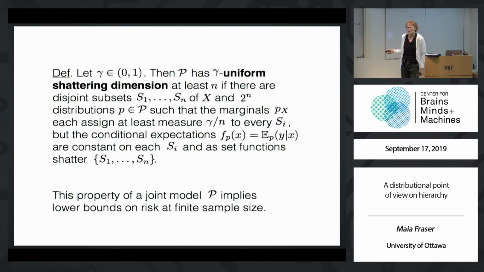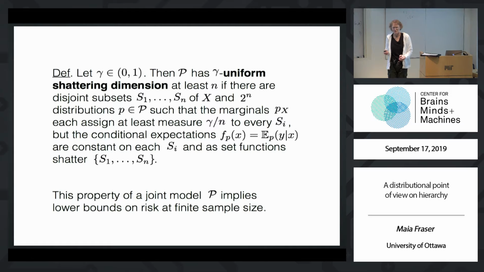So that if you have an x value that's coming from S1, then for all of those different x values in the set S1, you should get the same conditional expectation of y given x. It's basically saying that we're associating the same label to every x in this set S1. And likewise for S2, we have a certain label. So we essentially get set functions. For each set, we have a label. And then what we're going to require is that these set functions shatter S1 up to Sn. That means that I can choose any assignment of zeros and ones to these S1 up to Sn. So there's 2 to the n of those possible assignments. Those are called dichotomies. There's 2 to the n of them.